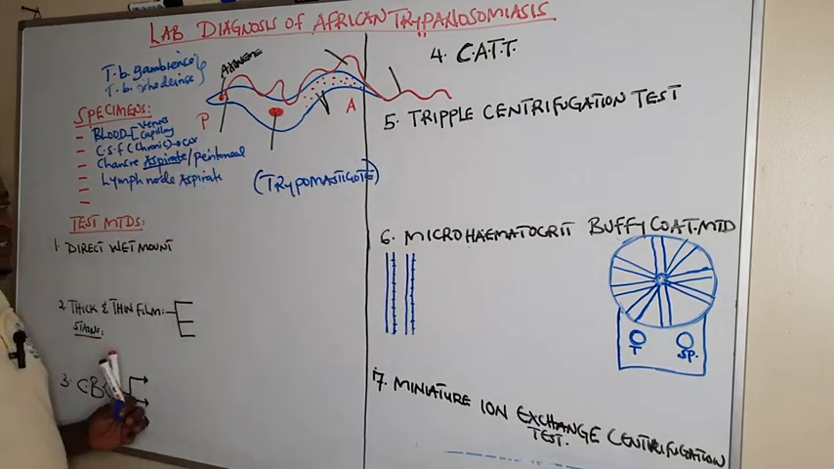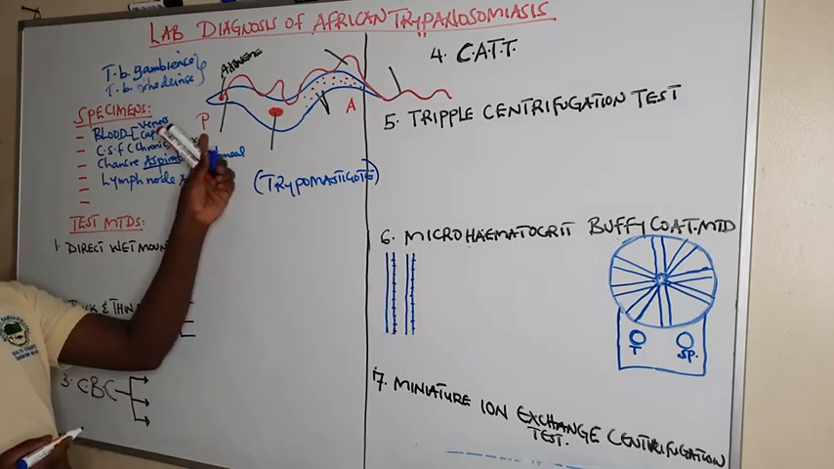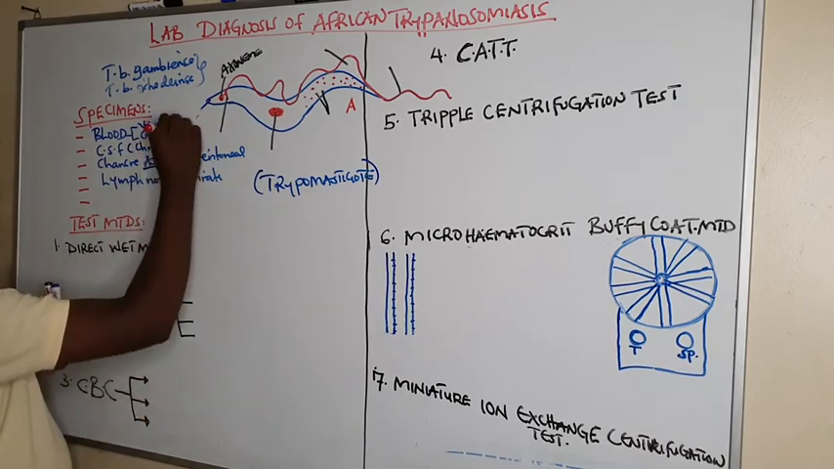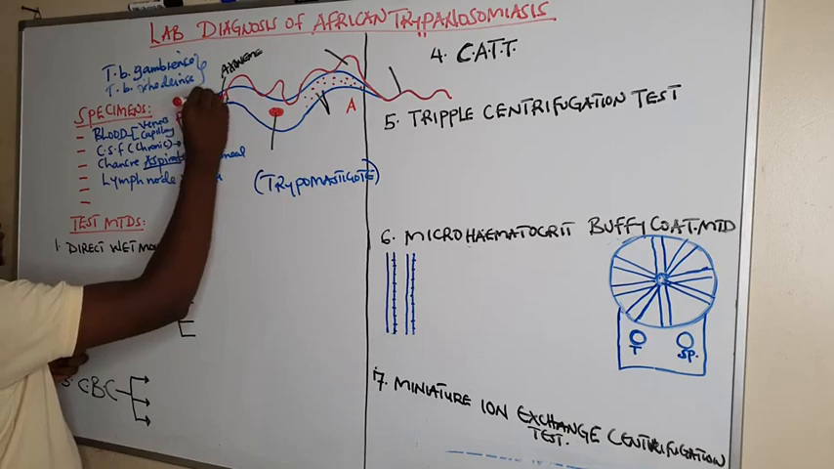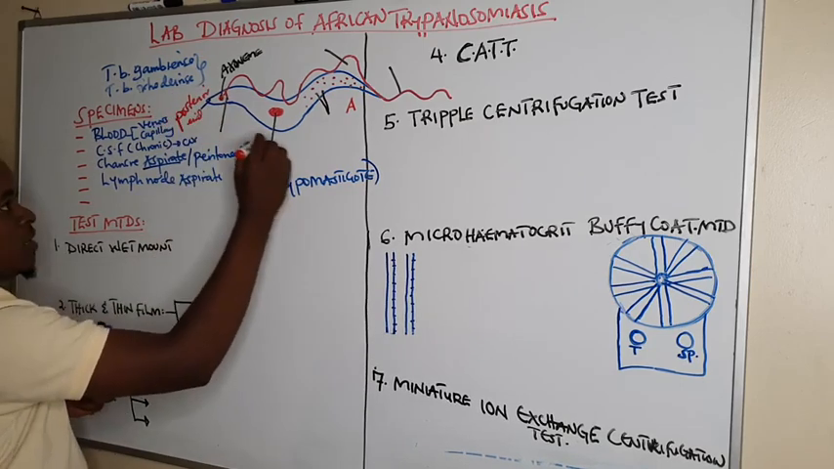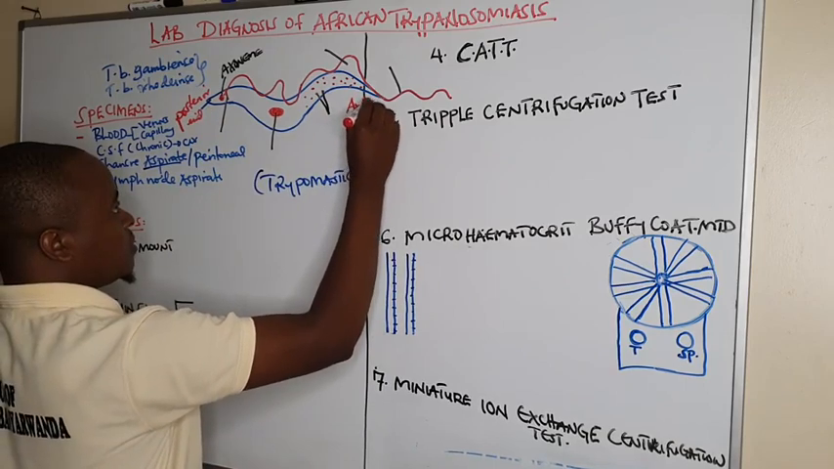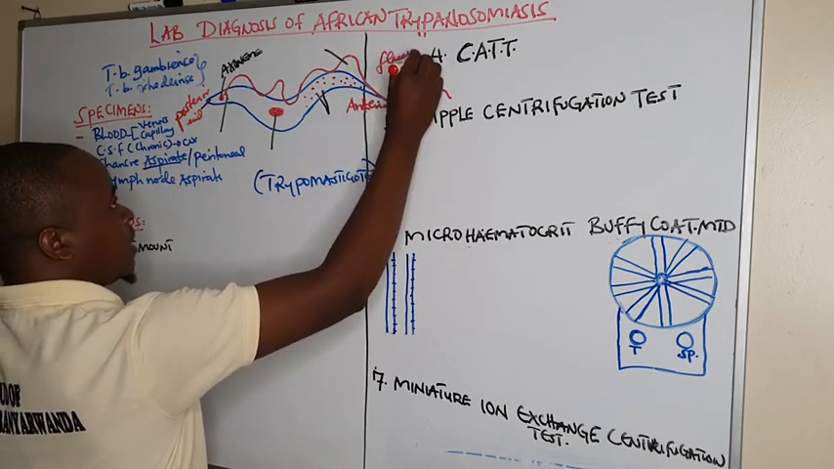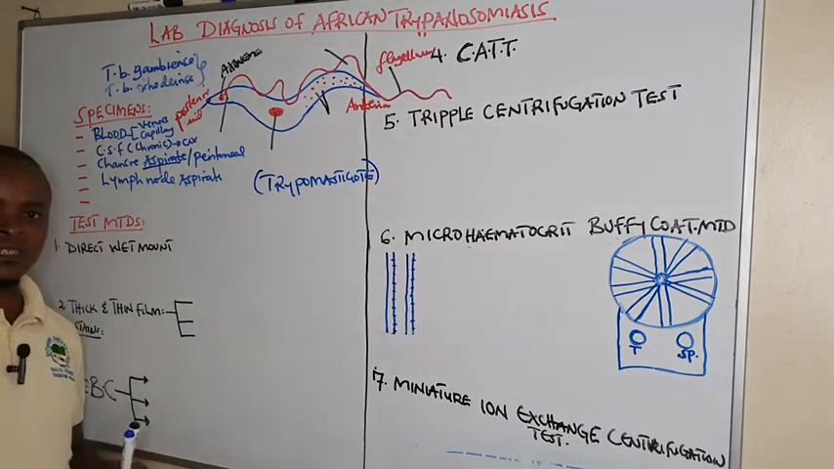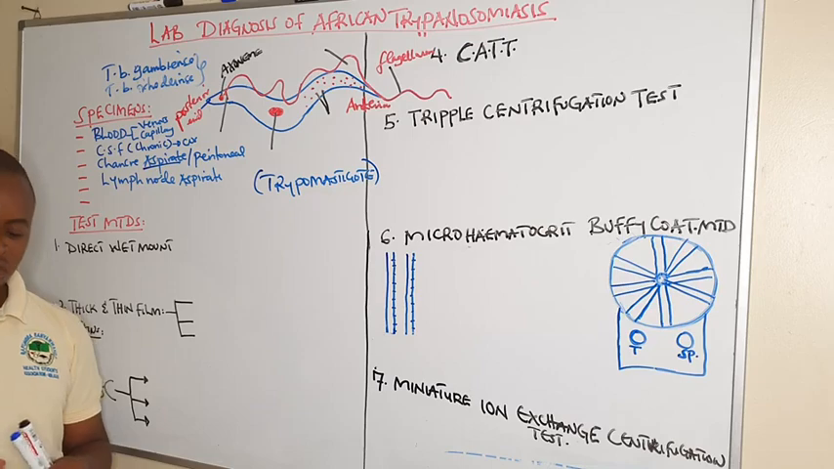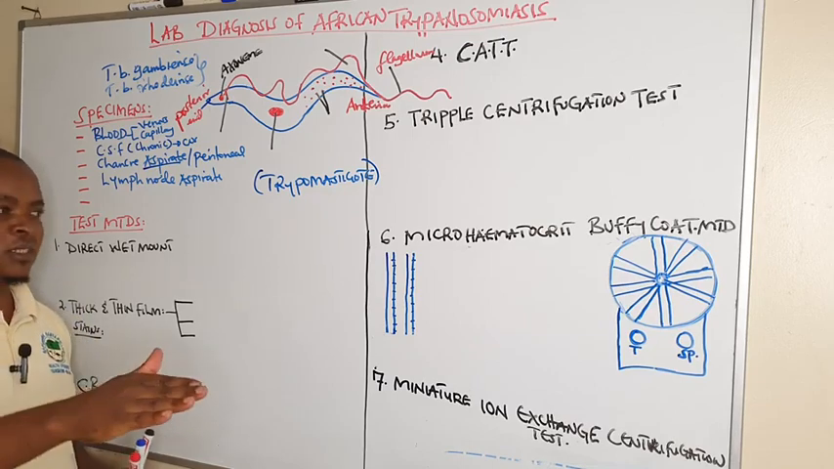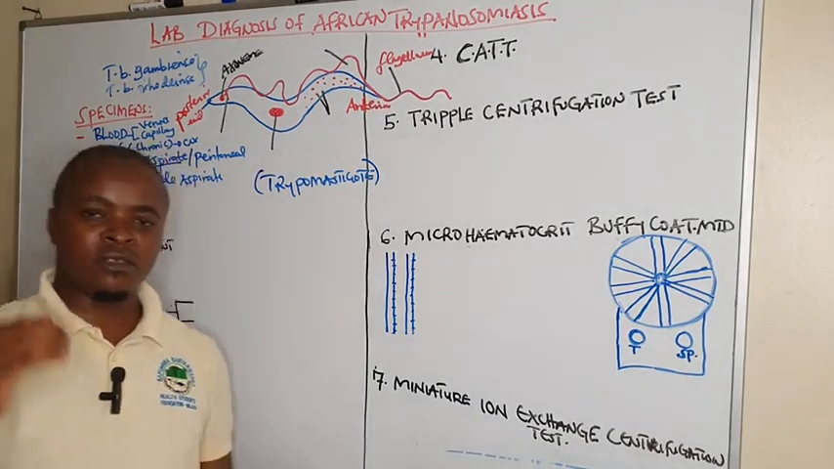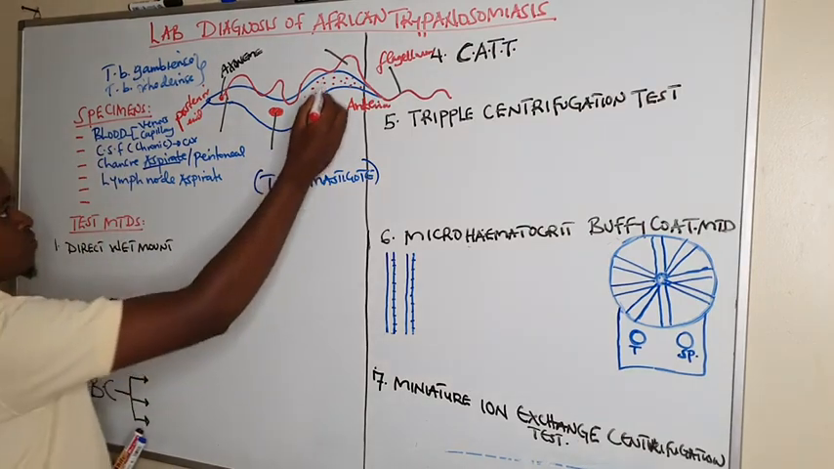And the features of this trypomastigote: this side is what we call the posterior end of the trypomastigote, and this is the anterior part. It has what we call the flagellum, and this flagellum enables it to swim within blood. So it is motile in blood, and that's why we can even use a direct wet mount to look for the presence of motile trypanosomes.